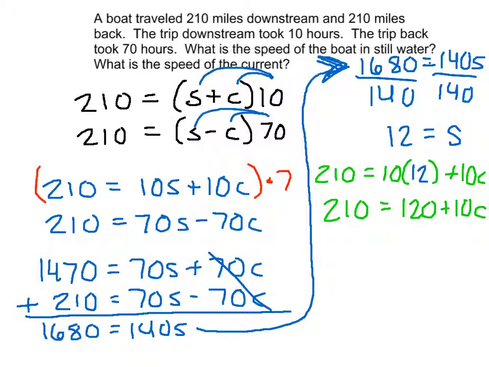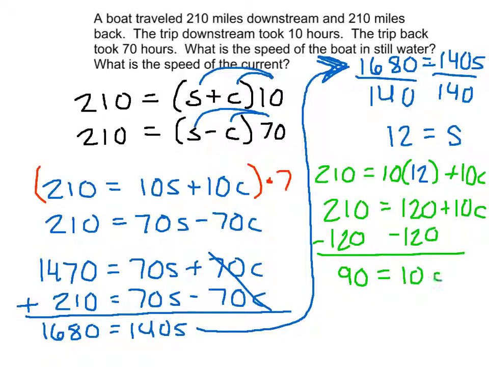I've got to get c by itself. I've got to solve, so I'm going to subtract 120 from both sides. 210 minus 120 is going to give me 90. So 90 equals 10c. Divide both sides by 10. I barely have enough room for this. So 9 equals c is what I'm going to end up getting. So these are my two final answers.